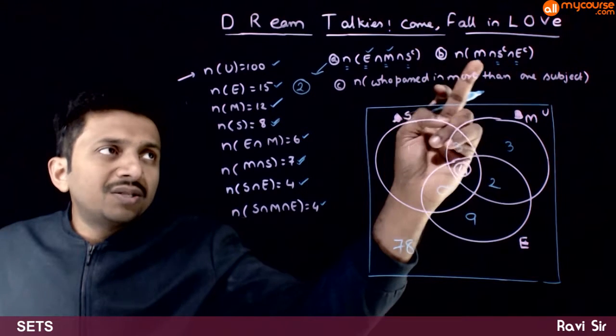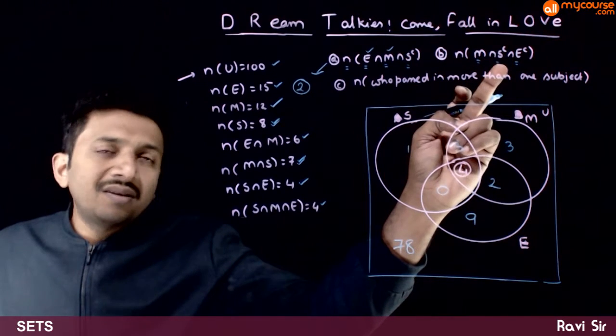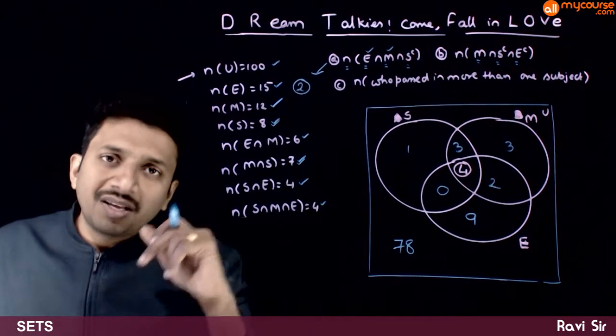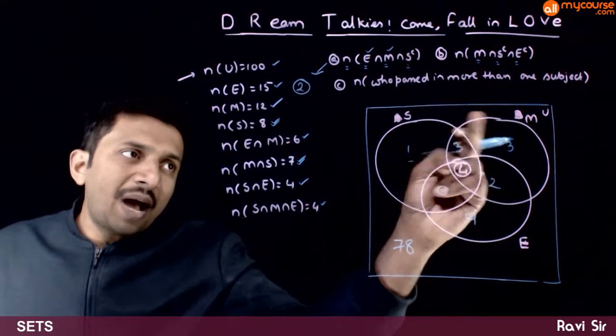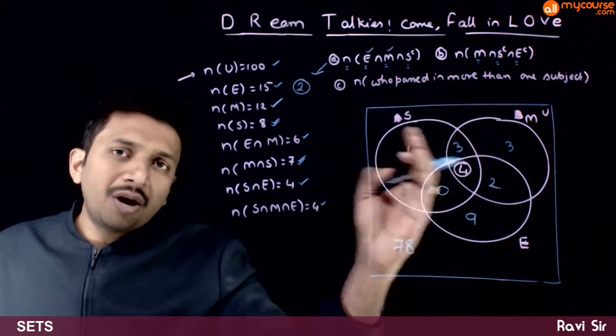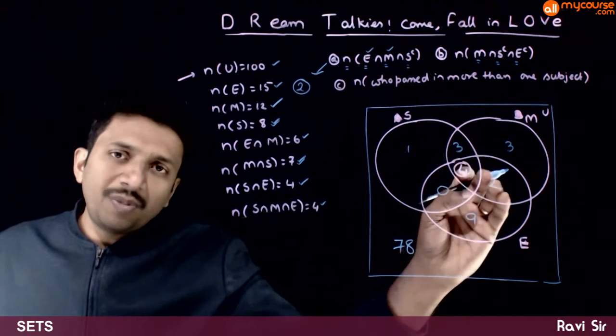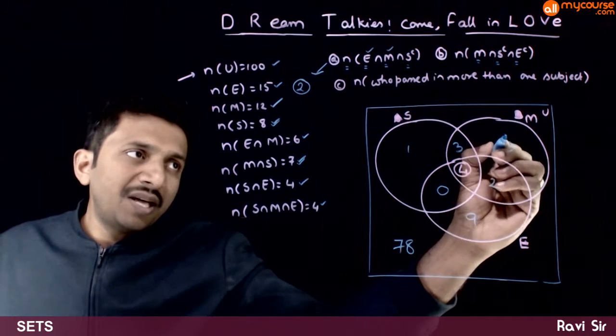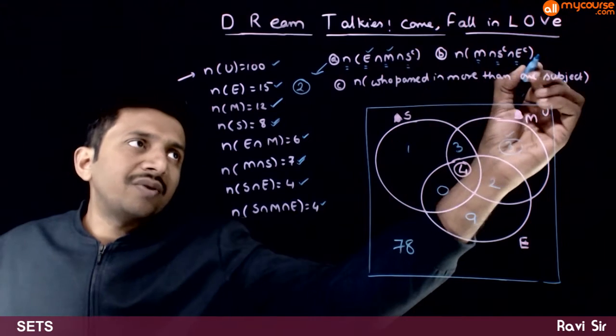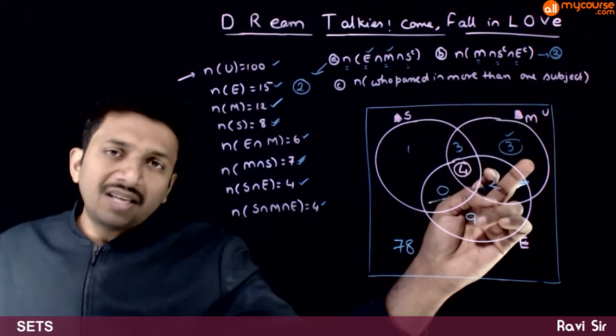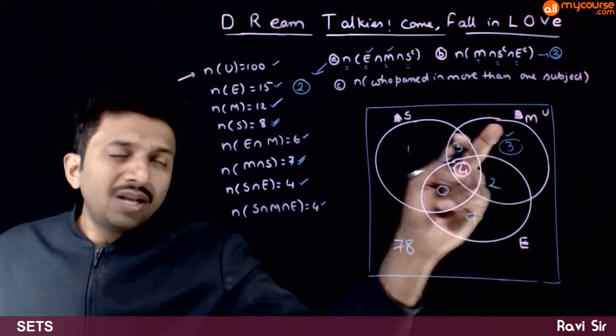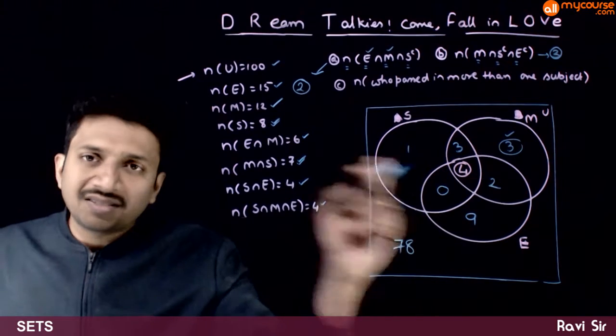So the number of students who passed only in maths but not in science but not in English. So they have to pass in maths, but they should not belong to science, they should not belong to English. So the remaining students, 3 is the answer to this question. So these are the number of students who passed only in maths, not in any other subject.